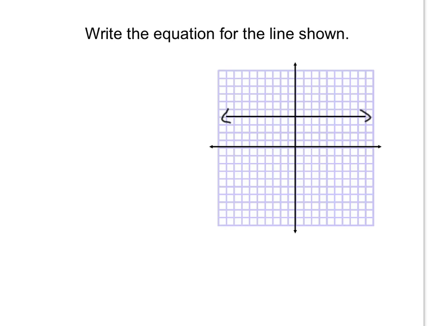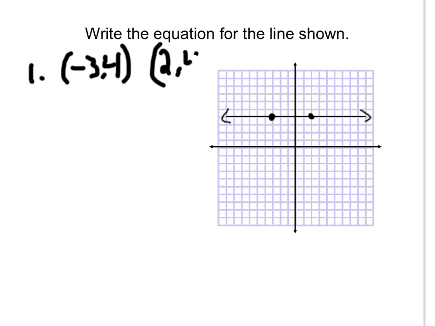Alright, here we're going to go through the same exact steps. So step 1 was to pick 2 points from the line. Let's just pick, I don't care, this point right here and this point right here. Sounds good. Okay, so our first point is at negative 3 and positive 4. And our second point is at 2 and positive 4.